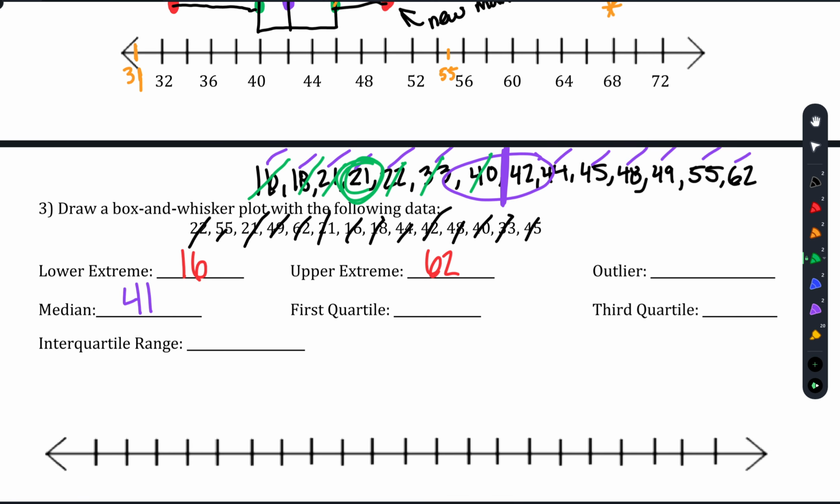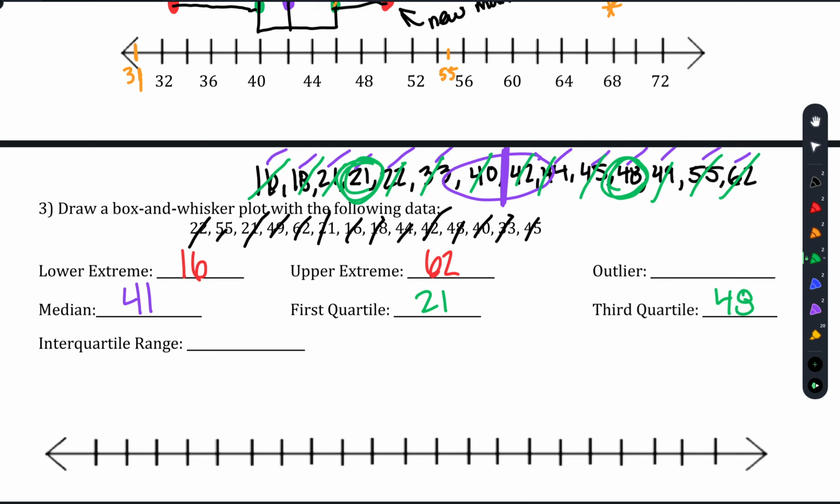All right, the median of the lower half is 21, so that's my first quartile. The median of my upper half is 48, so that's my third quartile. Okay, before I start graphing this, because I don't know if I'm going to have an outlier or not, I don't want to mess it up later, so I'm going to figure out if I have outliers. Let's go through those steps again.